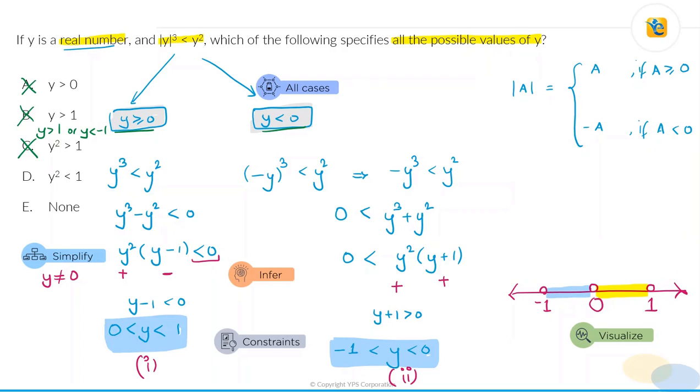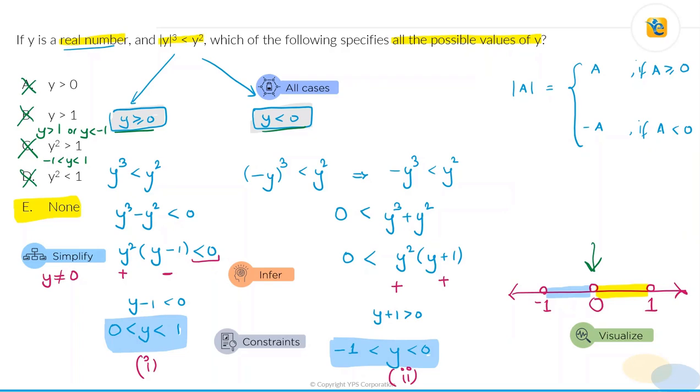Then let's look at choice D, which is kind of the reverse of C. This time you're saying y squared is less than 1. Well, this happens if y is between negative 1 and 1. Now this seems right, but there is one big problem here. Our solution does not include 0. So choice D is also incorrect, and the correct answer is E. None of the above give us the complete range of all values of y.